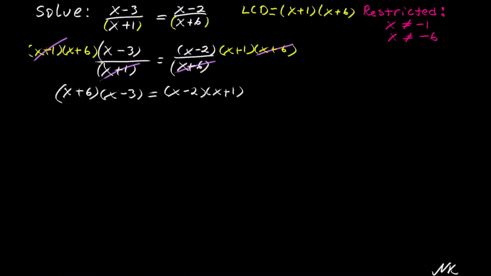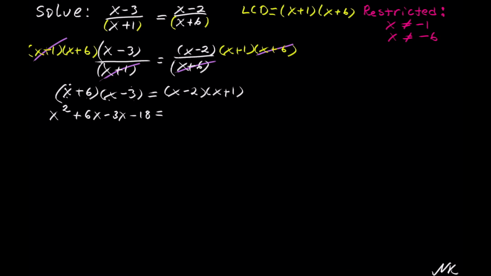On the left we have (x plus 6) times (x minus 3), so we have x times x. This is x to the second. 6 times x, we get plus 6x. Negative 3 times x, we get minus 3x. And 6 times negative 3, we get negative 18, is equal to (x minus 2) times (x plus 1).